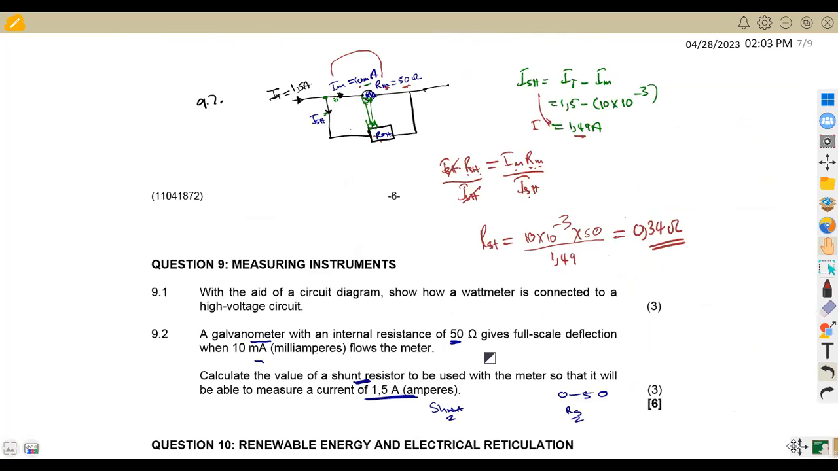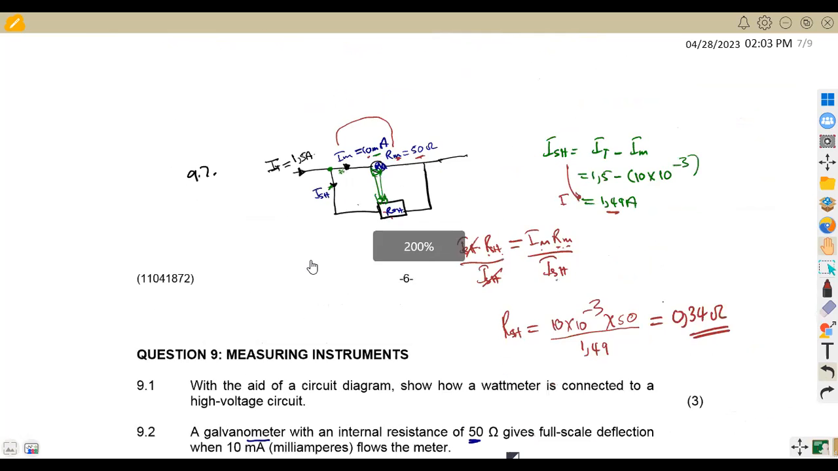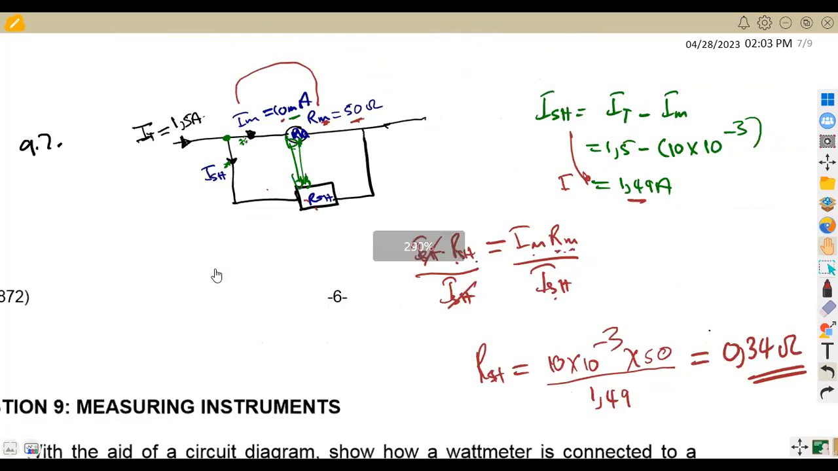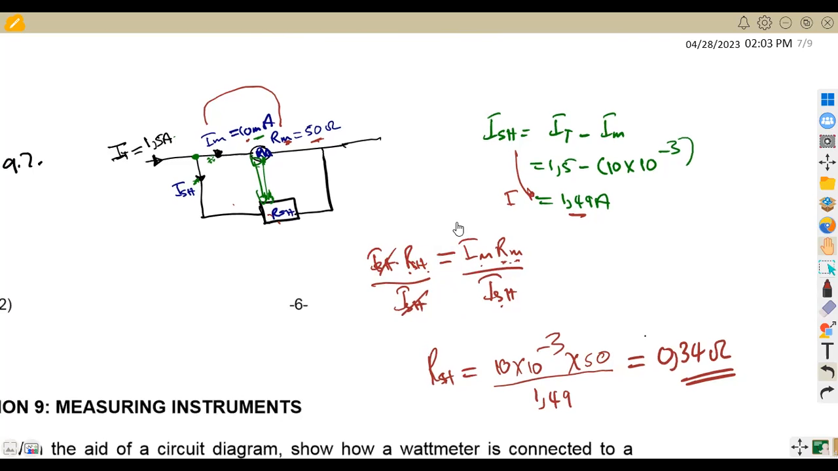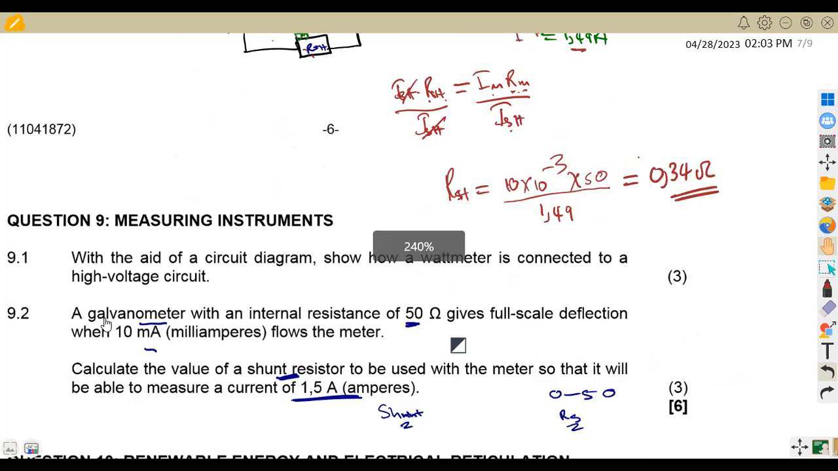That's why I prefer drawing this diagram so that you understand how to manipulate your formulas. But sometimes you might be given this final formula, sometimes you are not given. So it means know how to formulate from the original diagram to say in parallel, the voltages are the same. So I'm using the voltage across the shunt resistor equal to the voltage across the meter. The meter is your galvanometer, this one, which has an internal resistance of 50 ohms.